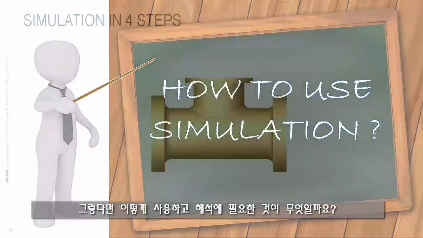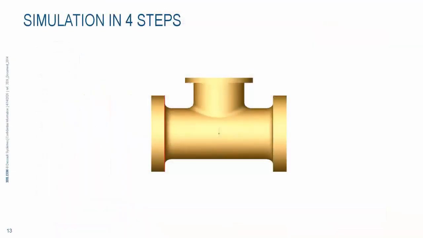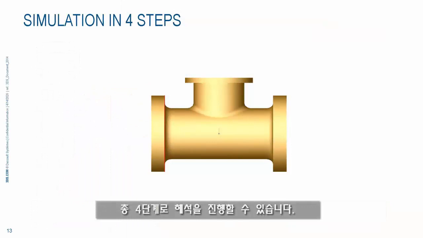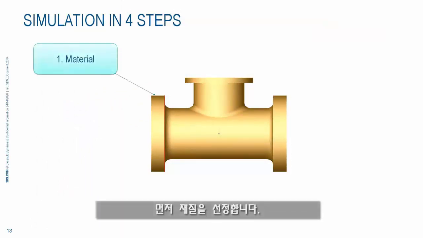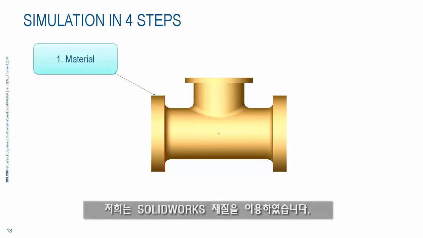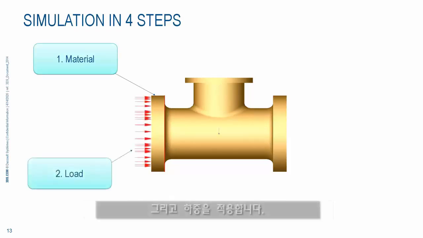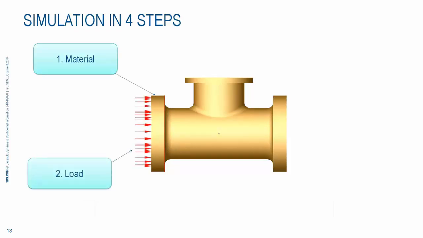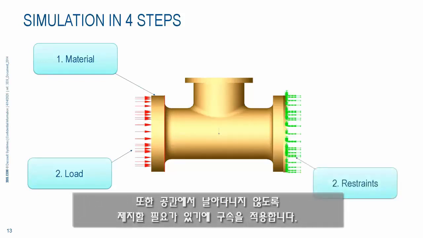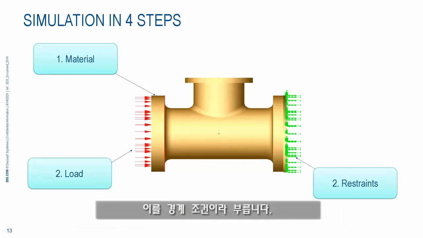So how to use it? What is needed to do a simulation? Well, we can do it in 4 steps. First, we need to set the material. We often use the SOLIDWORKS material. Then we put the load, and we need to restrain it, otherwise it will fly around here in the space. So that we put some restraints. This is what we call the boundary conditions.